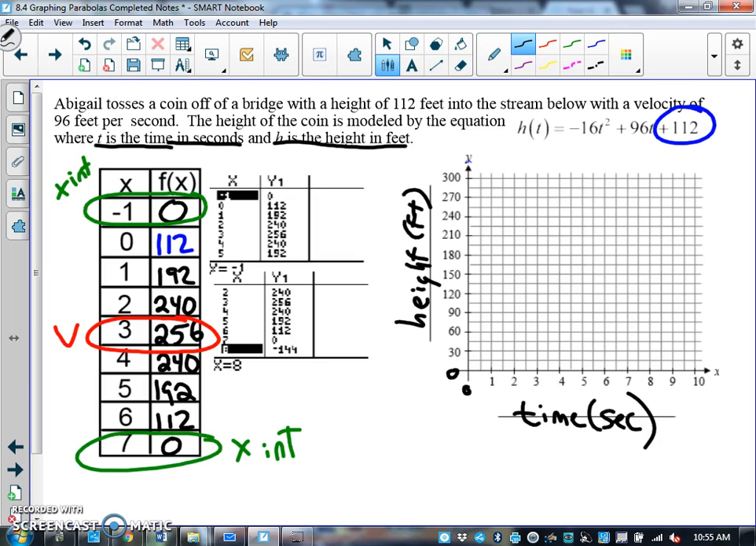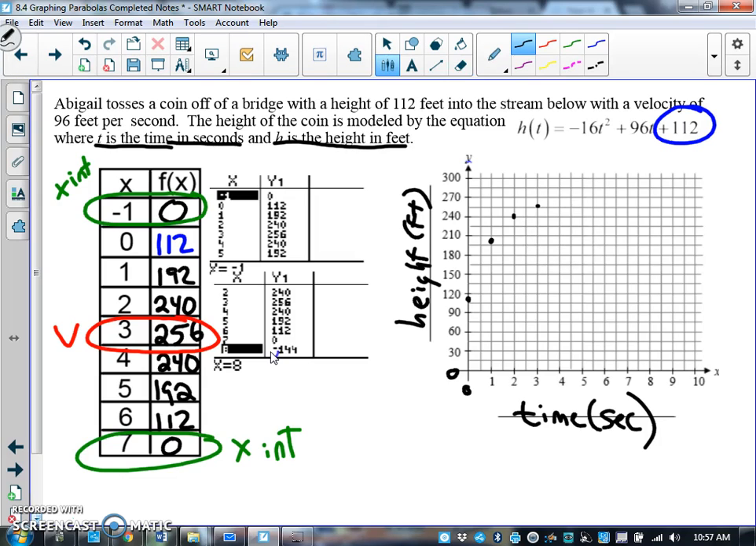So I'm going to start at (0, 112), which is going to be somewhere around there. (1, 192), approximate it somewhere around here. (2, 240), well, that's an easy point to graph. (3, 256), that's somewhere right around there. Again, I'm guesstimating where these are going to be. Now I notice that as I start going for 4, 5, 6, and 7, those points are all going to be at about the same height as they were for 0, 1, and 2.